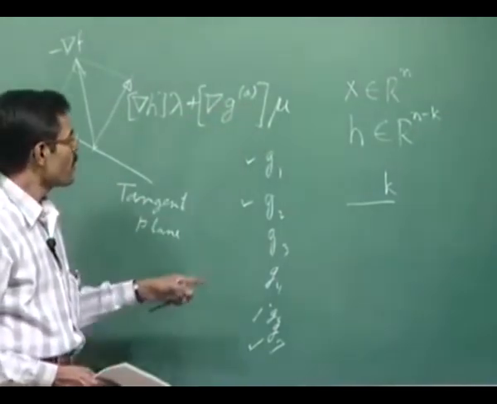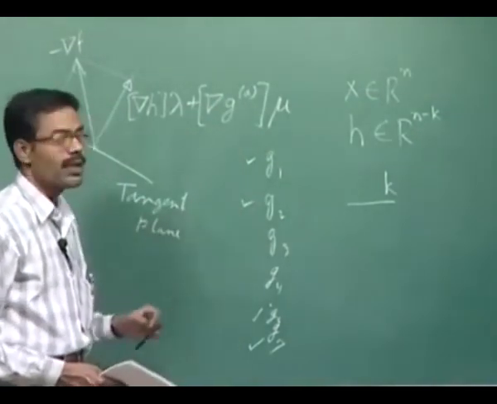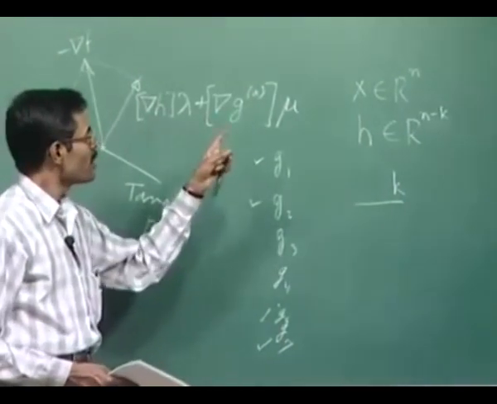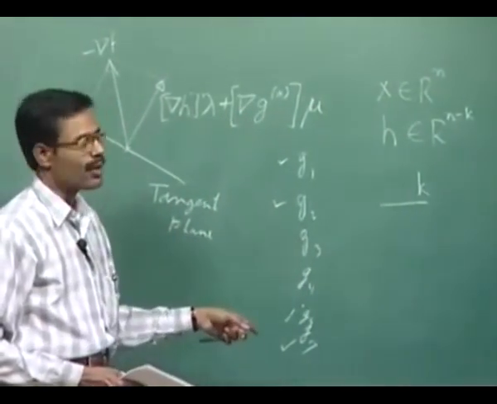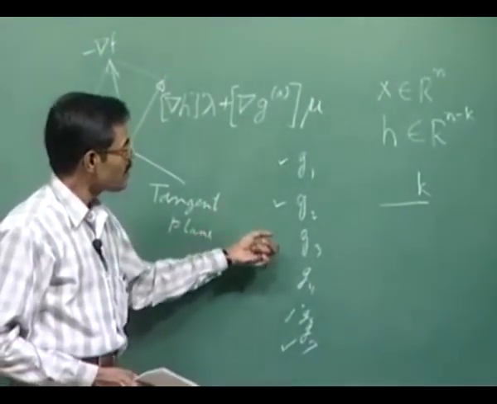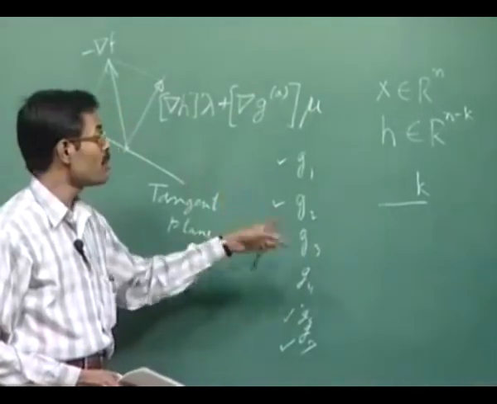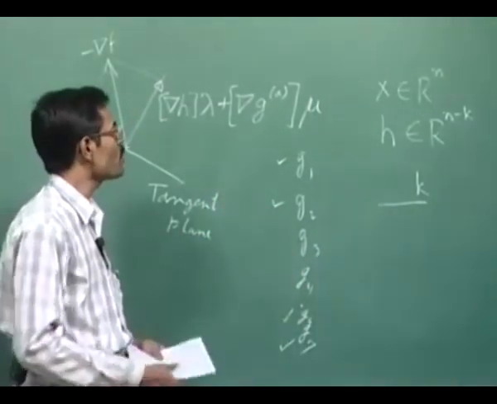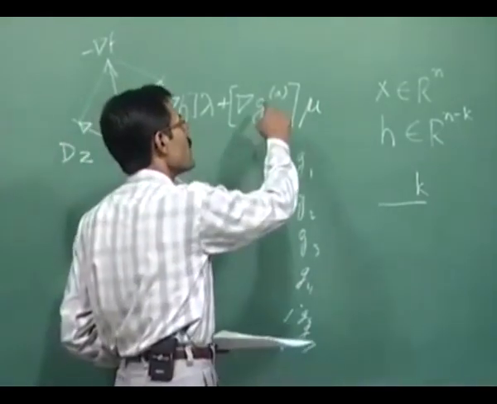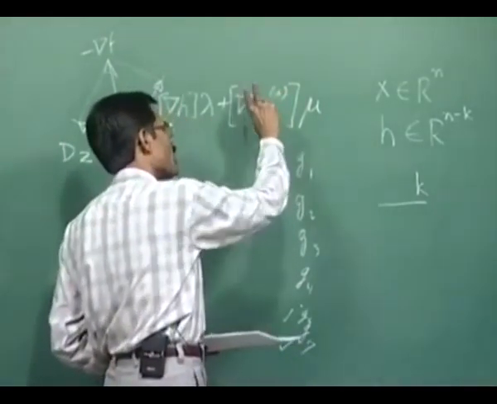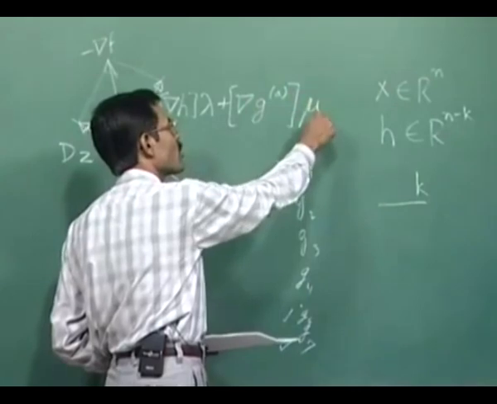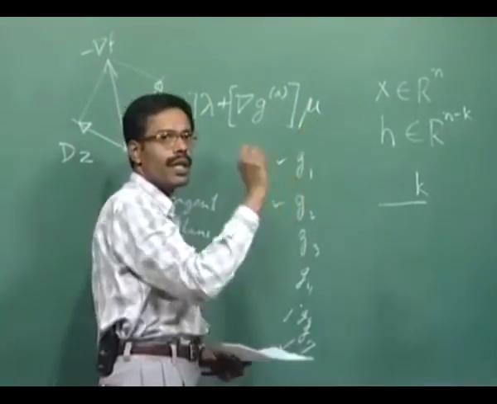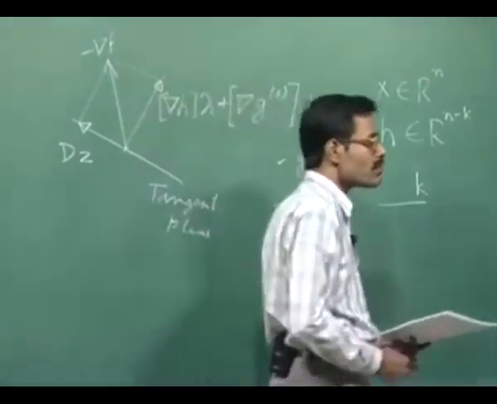Okay. So, if G1, G2, G6, G7 are active, then mu1, mu2, mu6, mu7 can be non-zero, and G3, G4, G5 inactive means mu3, mu4, mu5 must be 0. That is, corresponding to those constraints which are inactive, let the columns stay in their place, but corresponding mu's we will insist on being 0.